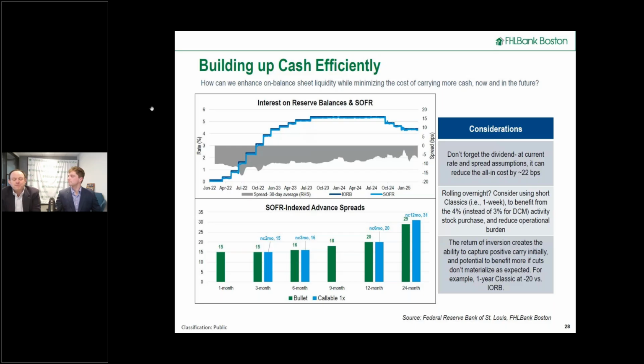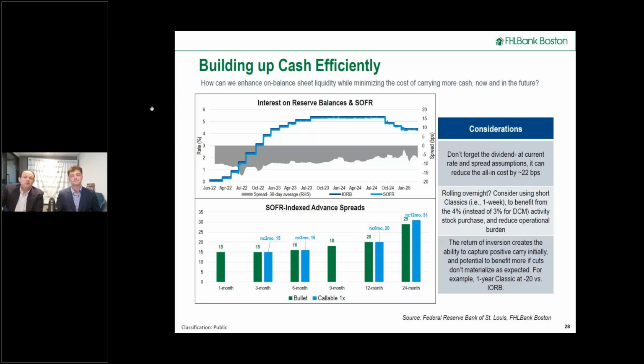So when you borrow from us, you have to purchase capital stock along with the proceeds of the borrowing. It's a 3% capital stock purchase for overnight funding, and for everything else, it's 4%. What that does is enhance the value of the dividend. With the 4% capital stock, the dividend value is worth about 22, 23 basis points, depending on the assumption on SOFR and the dividend. But with the overnight, it's about 7 basis points less.